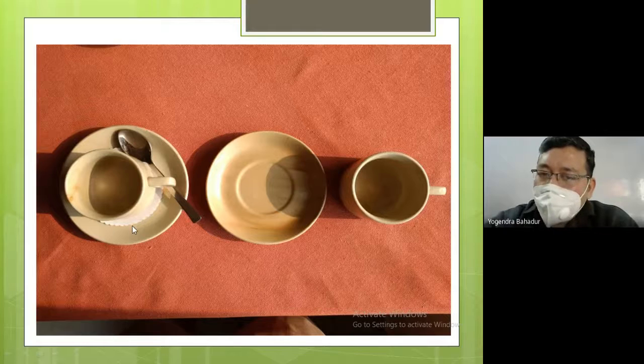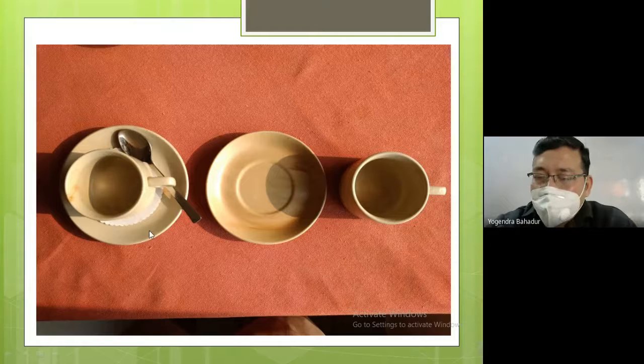On the left hand side, as you can see, whenever we serve tea to the guest, we do not directly serve the tea using just the cup. We have to use the teacup, then the saucer as an underliner of the teacup, and in between we need to keep the napkin.